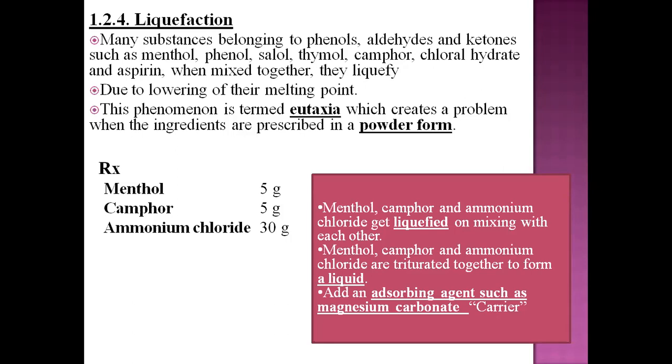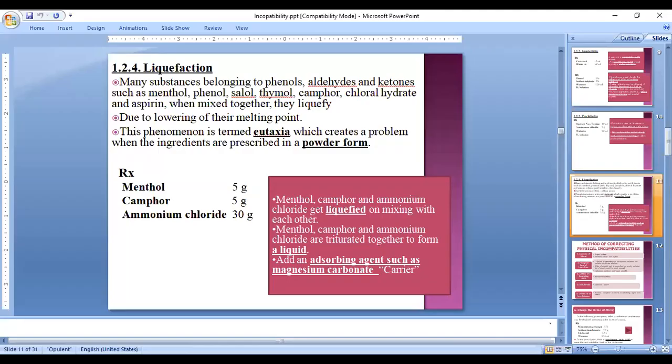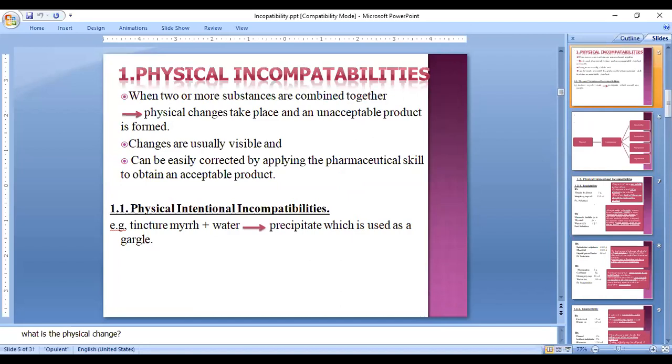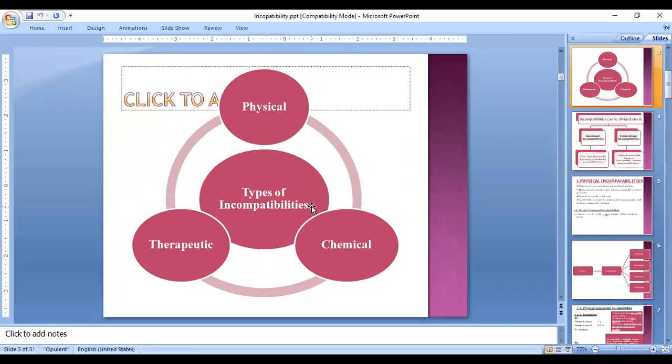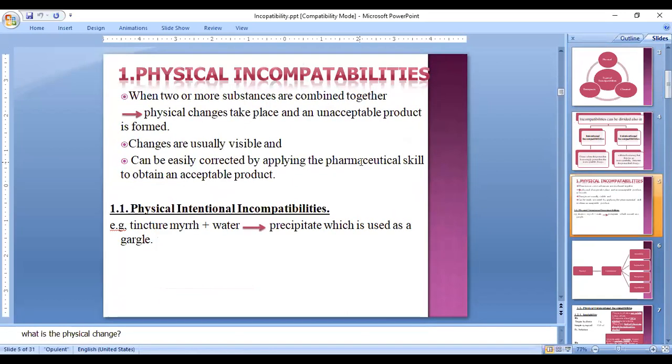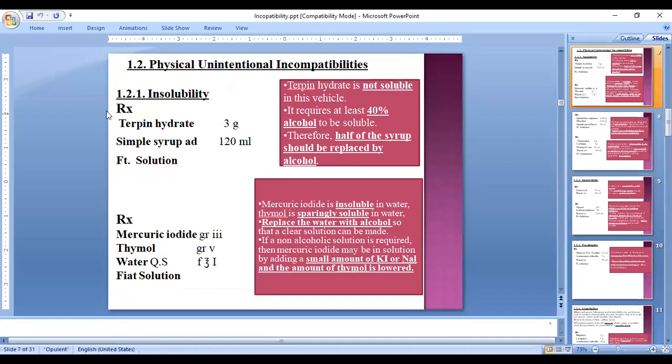Okay, so let us wrap the physical incompatibility before we proceed. So in the exam, when you are asked what is the type of incompatibility, you have to state whether it's physical, chemical or therapeutic, okay, then whether it's intentional or unintentional, and then the type or the subcategory of the incompatibility. For example, what's the type of this incompatibility? It's physical, unintentional, insolubility. So we have three gaps: physical, unintentional, insolubility.